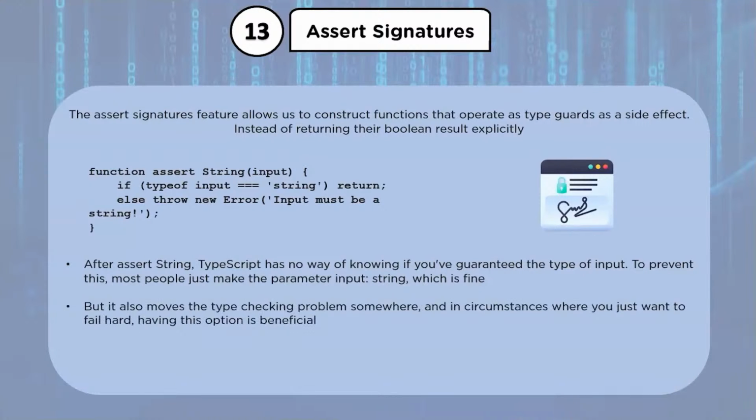But it also moves the type checking problem somewhere else. And in circumstances where you just want to fail hard, having this option is beneficial. If this function ever returns, TypeScript can filter the type of input to string, exactly like it would be if it were inside an if block with a type guard. To make this safe, the assert function must either give an error or not return at all if the assertion isn't true.